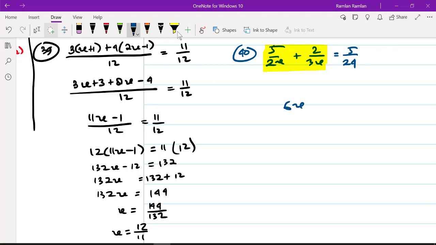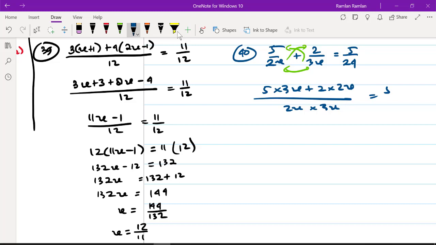Or you can do the cross multiplication like before, but you'll get a problem with that, so I'm just gonna ignore that for you guys. So we can do something like that. Multiply this with this, and this by this, and you will get 5 times 3x, right? And then plus 2 times 2x, over 2x times 3x. Now, if we multiply that, it will be 15x plus 4x over 6x squared, don't forget, equals to 5 over 24.